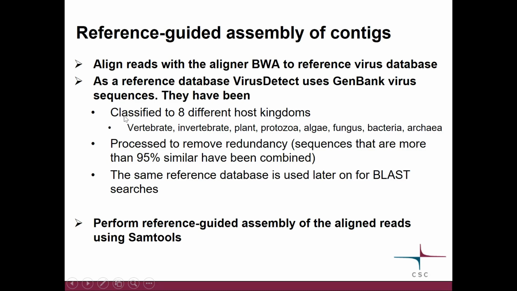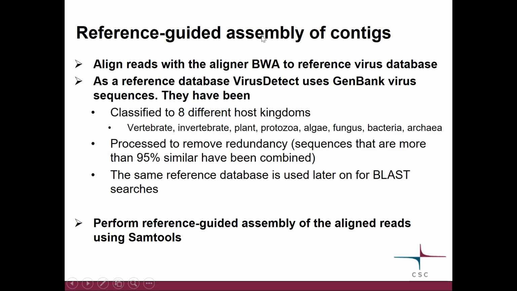pre-treated in that they have first of all been classified to 8 different host kingdoms, which you see here. So for example, if you are looking for potato viruses, you might not be interested in looking at vertebrate viruses, so you would concentrate on the plant subsection. Also, the VirusDetect people have removed redundancy. In other words, if there are sequences which are very similar to each other in the virus database, they have been combined. And this same sequence set is then later on used for the BLAST similarity searches.